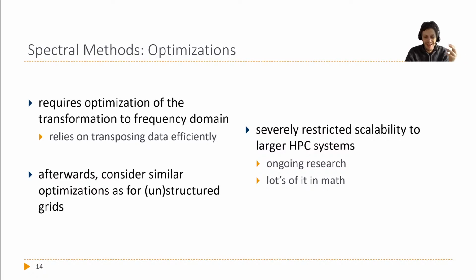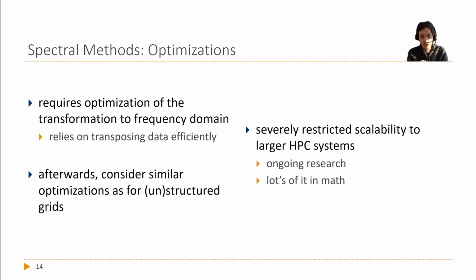And this is why the main optimization that you can do in the spectral methods is really to optimize this transformation into the frequency domain, because whatever comes afterwards fits another dwarf that we're going to talk about in a few minutes, and has sort of been well researched. And it's really about transposing and doing this FFT really efficiently. That's why lots of research has been done in this topic for decades.